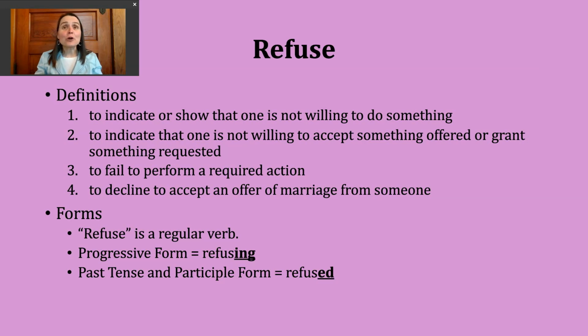You should know that the verb refuse is a regular verb. To make the progressive form of this verb, I'm going to drop the E because I have a word that ends in a vowel, a consonant, then an E. And I do that before I add the suffix ing. That makes refusing. To make the past tense and participle forms of this verb, I really just need to add the letter D since this verb already ends in an E.